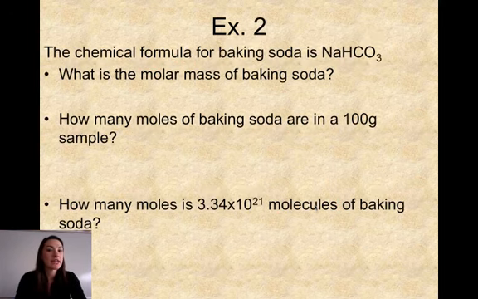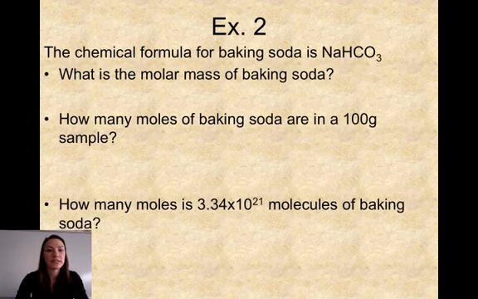All right, let's try a second example. For this one, we have to start by adding up our molar mass. So if you look, we've got Na, which is 22.99. We've got H, which is 1.01. C, which is 12.01. And then we've got oxygen, but we've got 3 of them. So we've got 3 times 16.0. We need to add all of those up to get our molar mass.